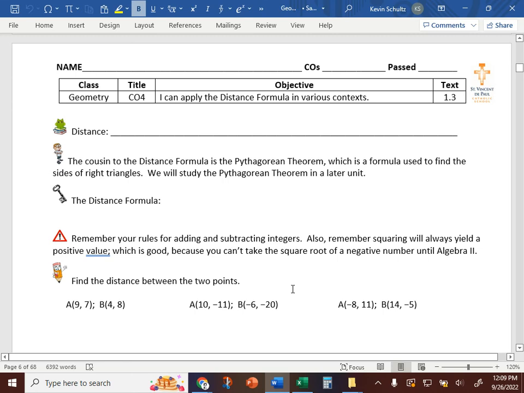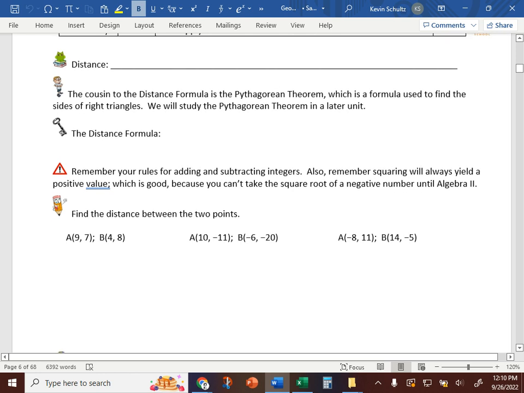Grade geometry, in CO3, we discussed a nice little formula to find the midpoint of a segment. Today, we are going to figure out how to find the length or the distance of a segment, or between 2 points. And think back to last year, we talked about distance in terms of absolute value.